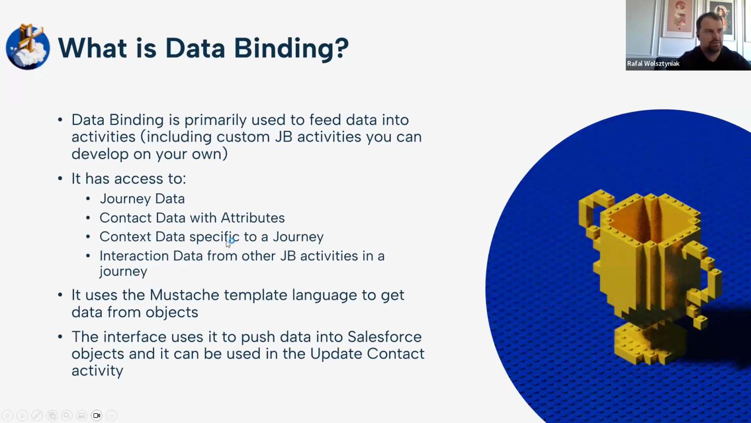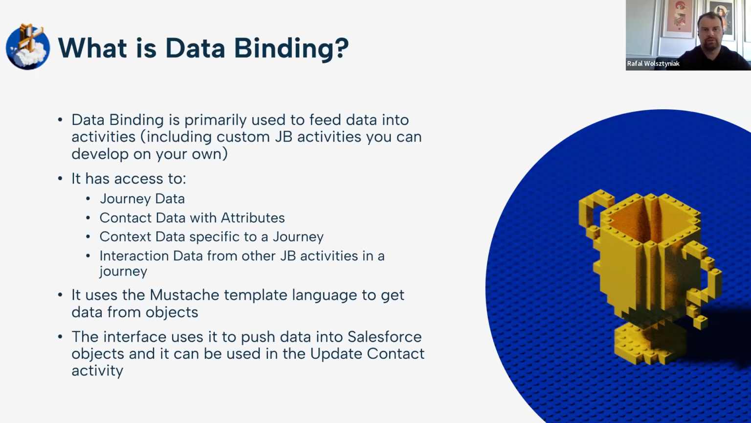Context-specific data that are specific to a journey, and interaction data that are a result, an output of different activities in the journey. It uses the Mustache template language to work with objects that are more complex. I will show an example of this. And you might have bumped into it configuring creation or update of Salesforce objects.